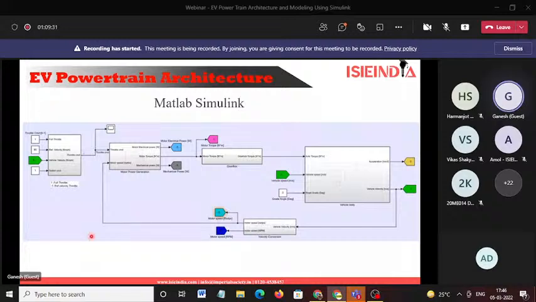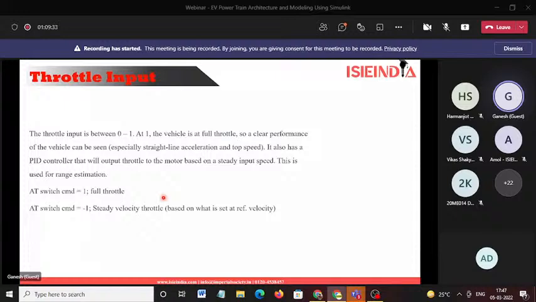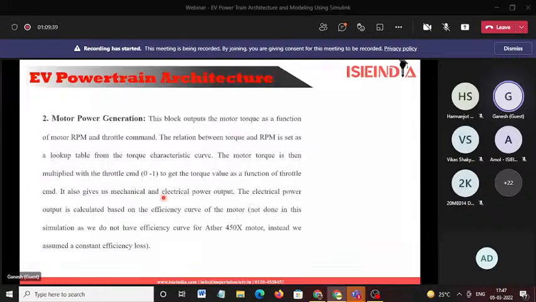Motor electrical power: the block outputs a function of motor RPM and throttle commands. The relation between torque and RPM is set using a lookup table and characteristic curve. So you can see the characteristic curve we have. The motor torque is multiplied with throttle.